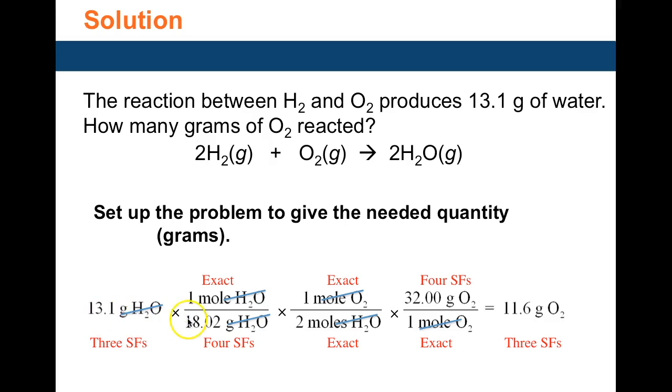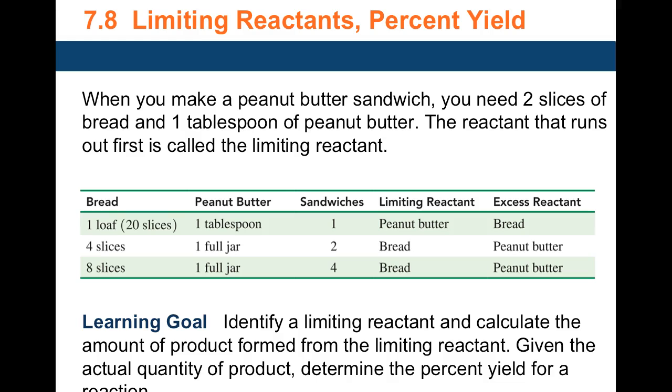So 13.1, you divide it by the 18, get moles of water, divide by 2, you get moles of oxygen, and then you multiply by 32 and you get 11.6 grams of oxygen, 3 sig figs. We'll stop here.